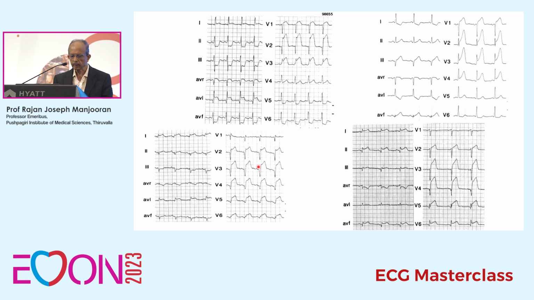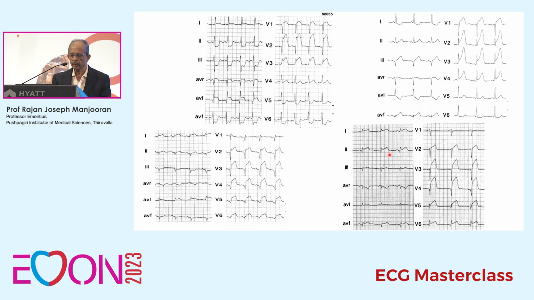Let us look at here. What does it show? Let us look at the two leads that I looked at. AVL shows ST elevation. AVR, no ST elevation. V1, no ST elevation. So where is the location? D1 is involved, so it is proximal to D1 but distal to S1.